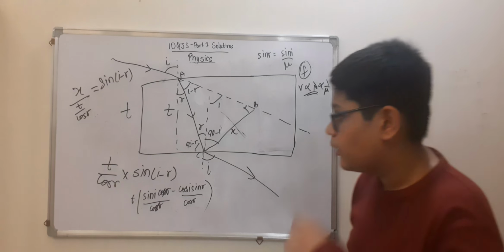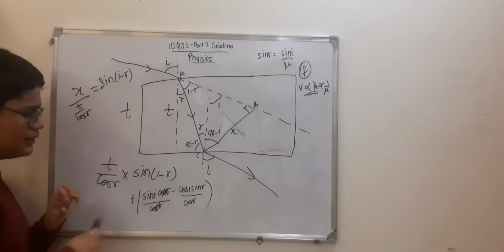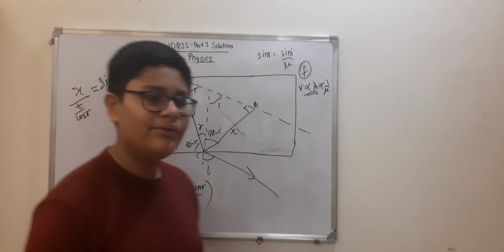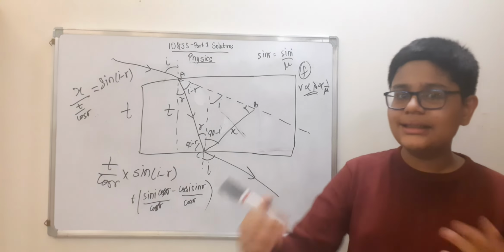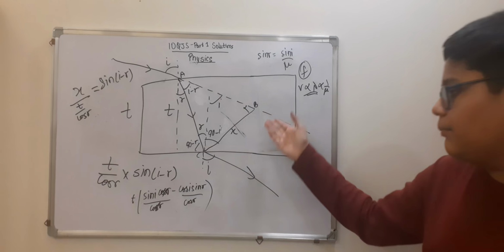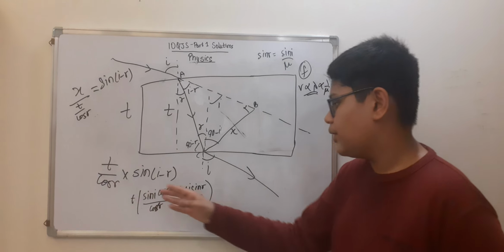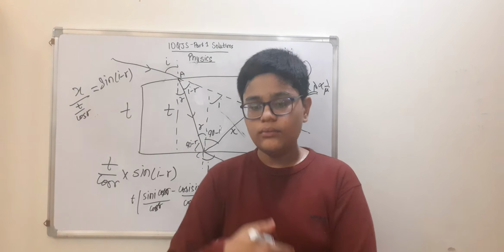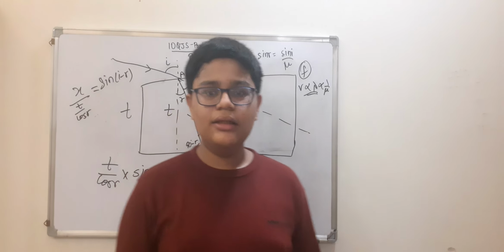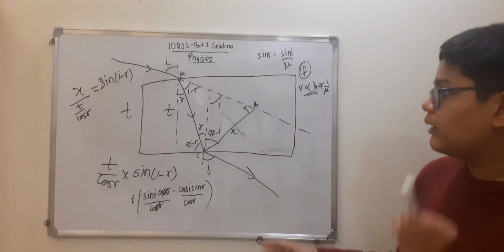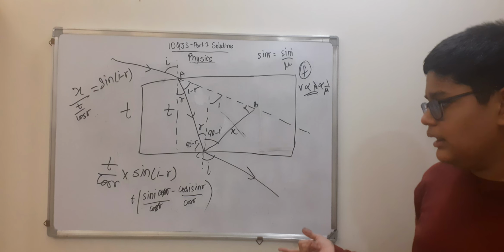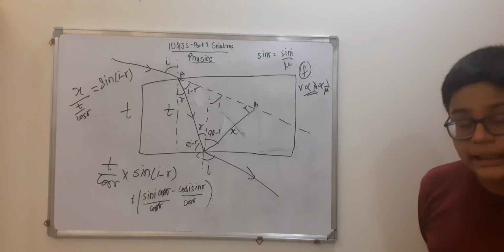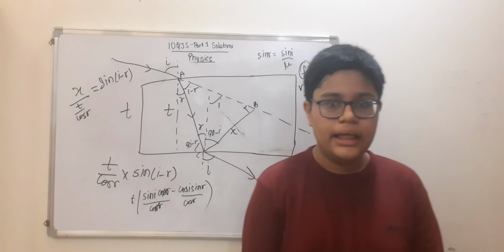Now for the last option we can just put I equal to 90 degrees. Then you will get sine 90 minus R, which is nothing but cos R. So cos R will cancel, and you will get X equal to T, which is its maximum value. It can't be more than T, because you can prove it by differentiating. So the maximum possible value of X will be T, which is achieved at I equal to 90 degrees. So D is correct. The answer to this question will be A, B and D.